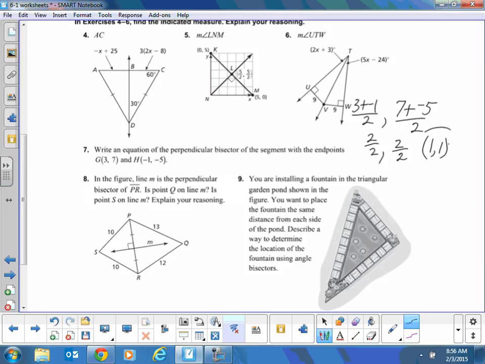Okay, you guys work on your own. Try to find the slope and just check your work against mine.